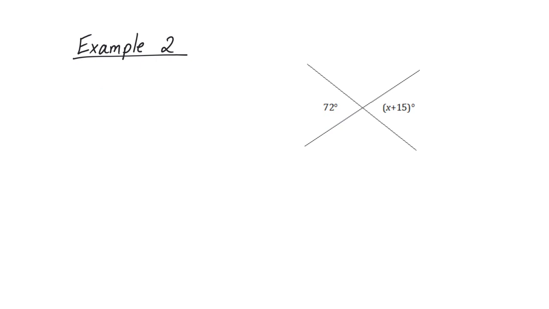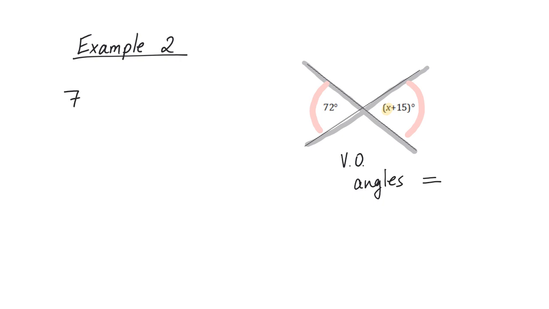In example 2, I have two lines that are crossing each other, and I'm given one of the angles, which is 72 degrees, and I'm given another angle here, and my goal is to find X. Now, because I have an intersection, this relationship is vertically opposite. I know that vertically opposite angles are going to be equal. So that means that 72 is equal to x plus 15.